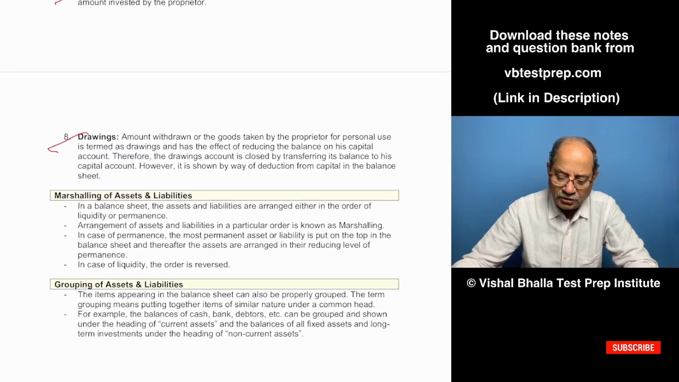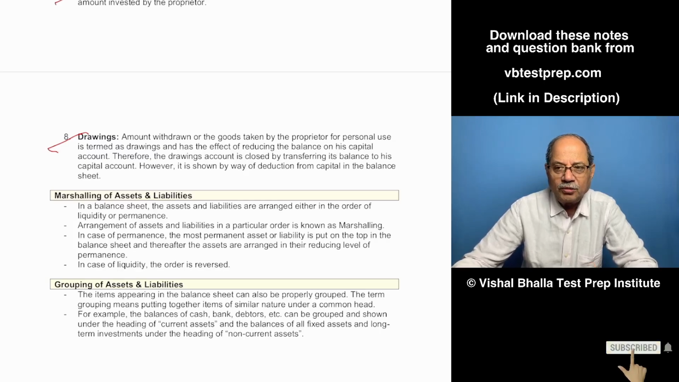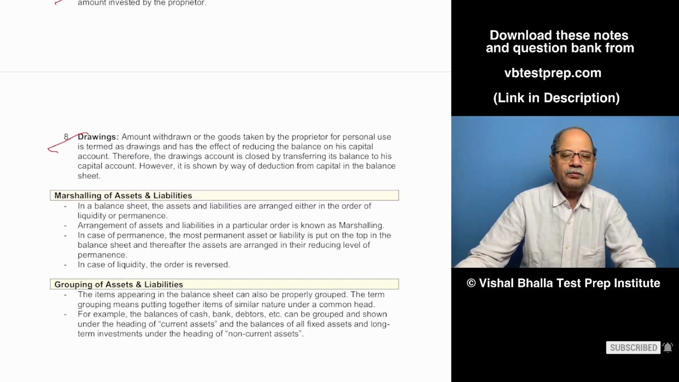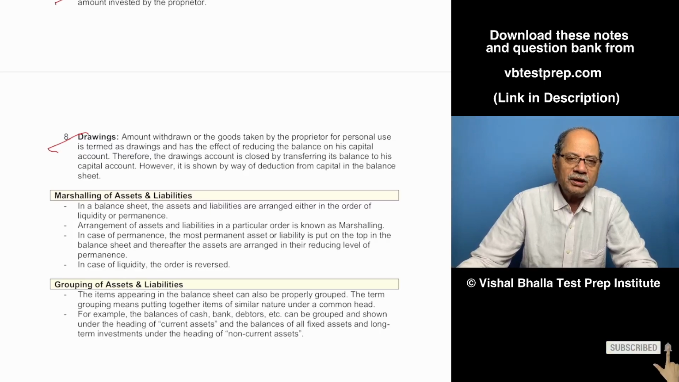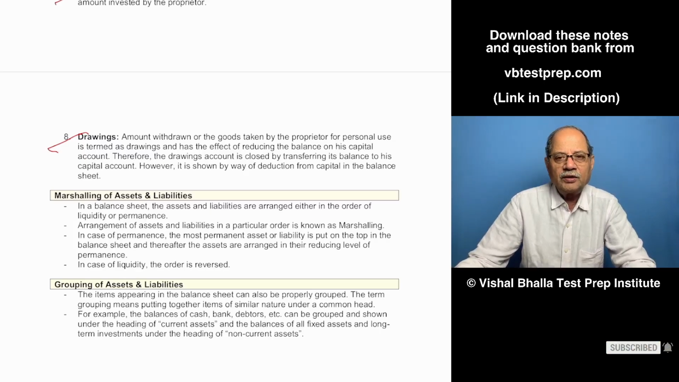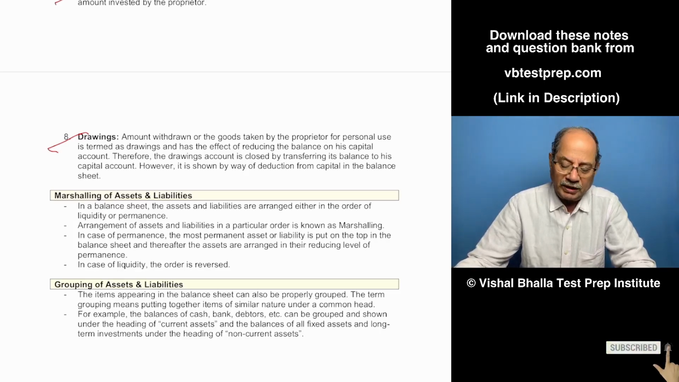Drawing is the amount or any asset, it is not only an amount, any asset which is withdrawn by the proprietor for family purposes. So do not always confuse drawing with the amount of cash. If goods are drawn, that is also drawing. If any asset of the business is partially used by the proprietor or his family, that is also drawing.